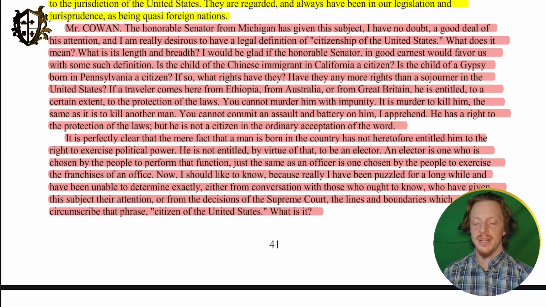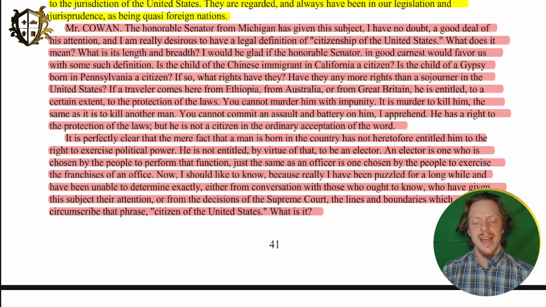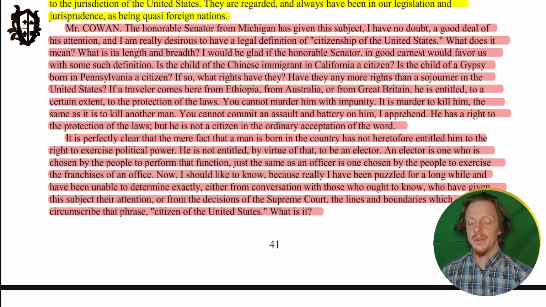Is the child of a Chinese immigrant in California a citizen? Is the child of a gypsy born in Pennsylvania a citizen? If so, what rights have they? Have they any more rights than a sojourner in the United States? If a traveler comes here from Ethiopia, from Australia, or from Great Britain, he is entitled to a certain extent to the protection of the laws. You cannot murder him with impunity. It is murder to kill him, the same as it is to kill another man. You cannot commit an assault and battery on him, I apprehend.